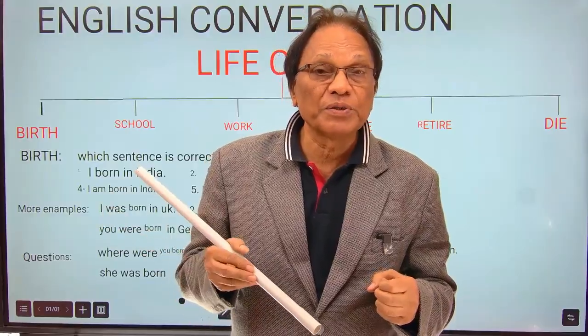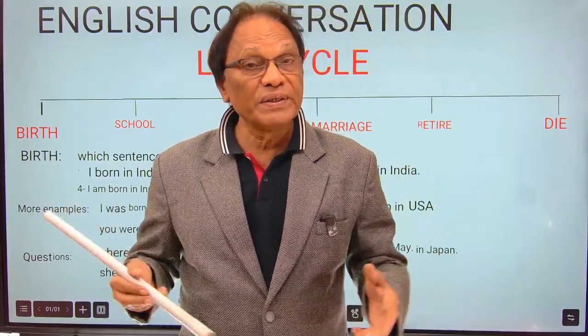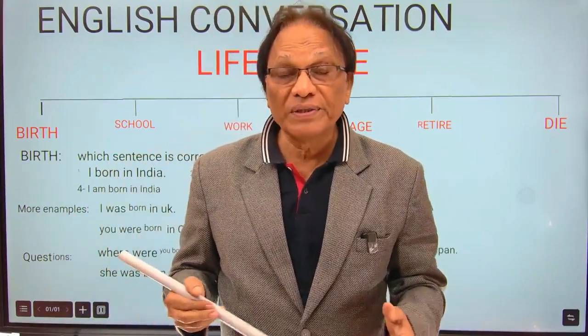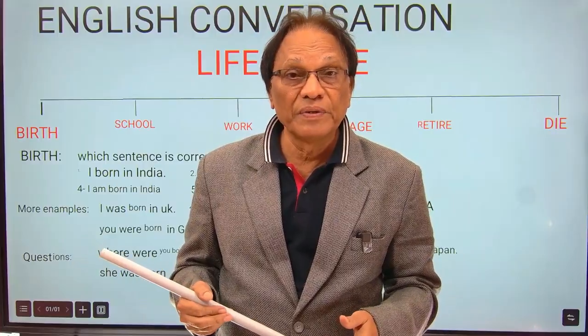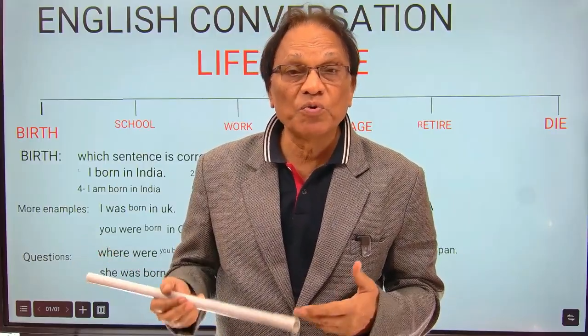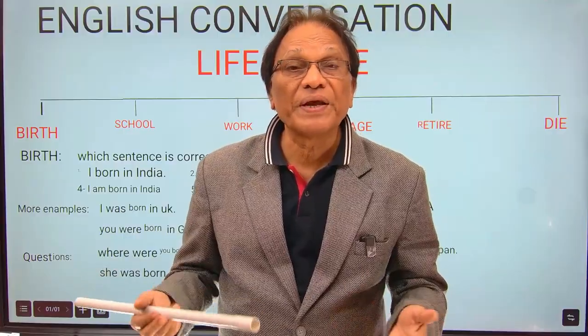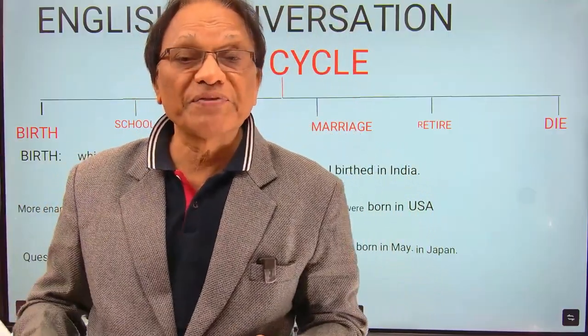Suppose you want to say specifically, I was born in London in UK. I was born in Tokyo in Japan. I was born in Mumbai or Bombay in India. So this is where were you born? Well, in which year you were born, which place you were born. So you can have any number of sentences.